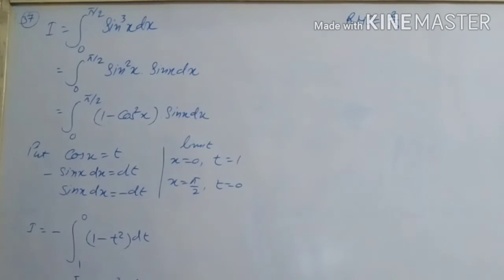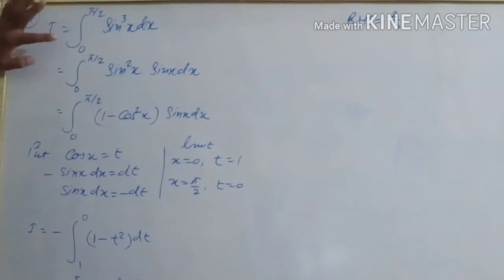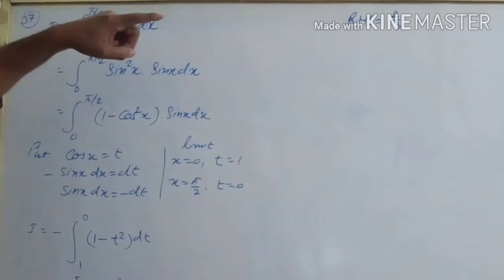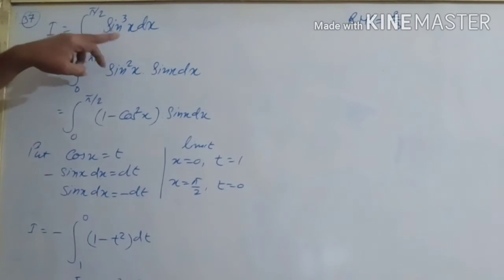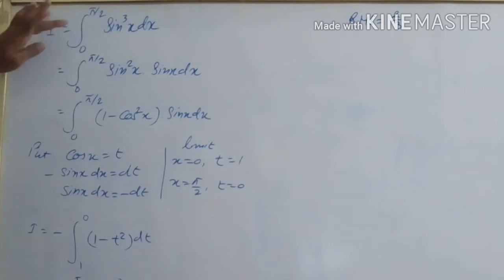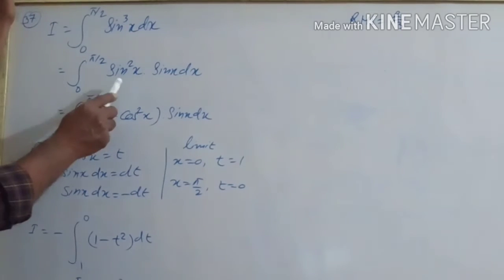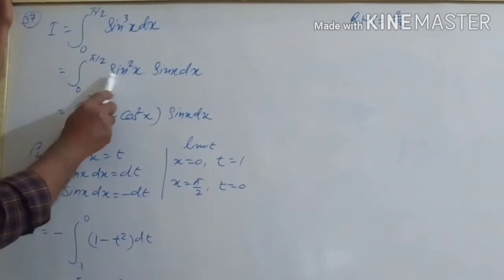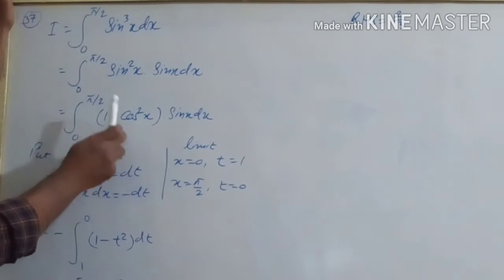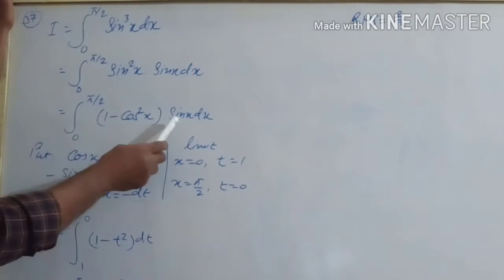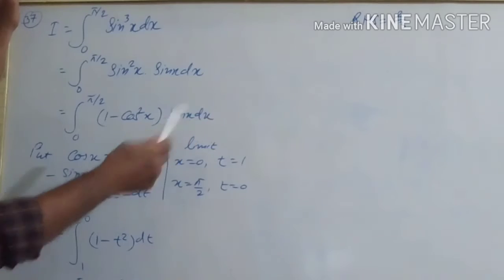One more question, question number 37. Here in this question we have to prove integral 0 to pi by 2 of sin cube x dx is 2 by 3. So take LHS. In place of sin cube write sin square x into sin x, and in place of sin square write 1 minus cos square x, and if you put cos x is equal to t, then this sin x dx will be converted into dt.